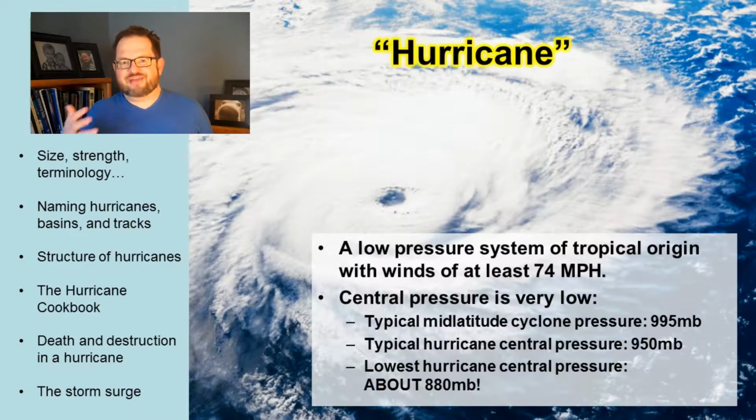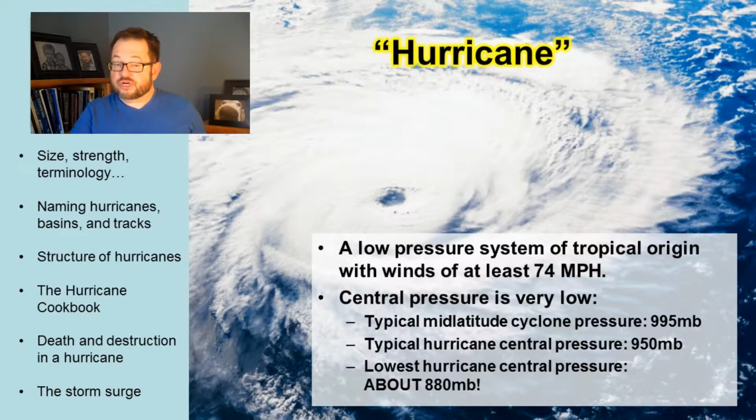Now, if I was just going to have to say I need a definition of the word hurricane, I'm going to say that it is a low-pressure system of tropical origin with winds of at least 74 miles per hour. Now, that number 74 miles per hour is not important. It happens to be a round number in the metric system.